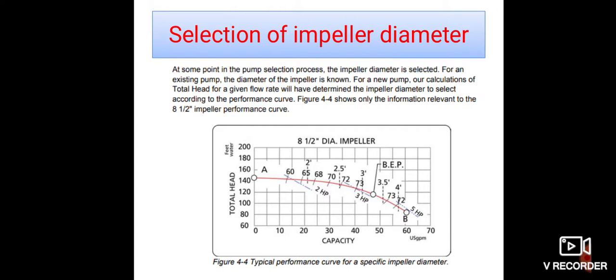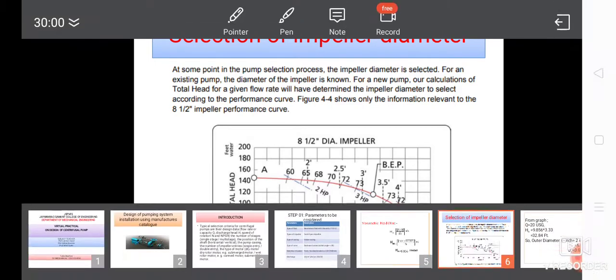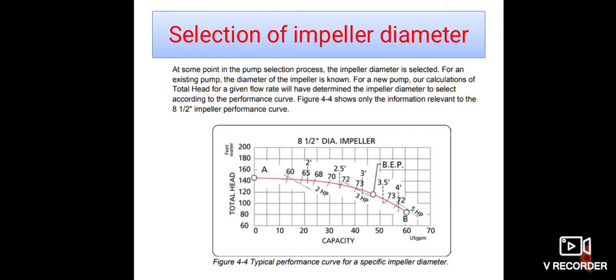If you go vertically and match this line, the value will become 33. So it might be on the verge of below 60. That's why from this graph we select the diameter of the impeller, that is 2 inch. The values are in inches, so directly we select from this graph, the diameter becomes 2 inch.